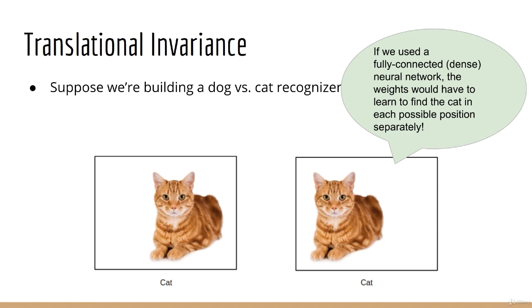So in fact, it's better to have a shared pattern finder, because this pattern finder looks at all locations on the image. You don't need to learn the weights to look at a cat at every single possible point, which would actually be infeasible.